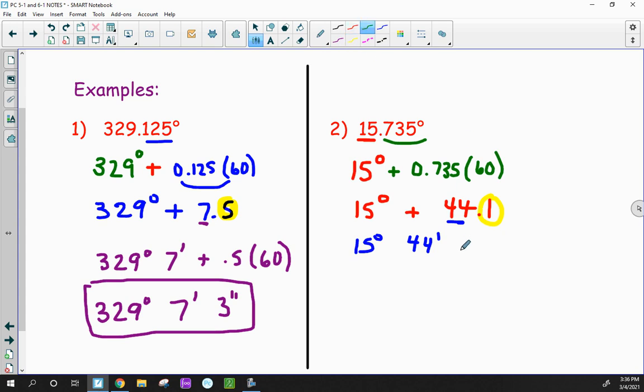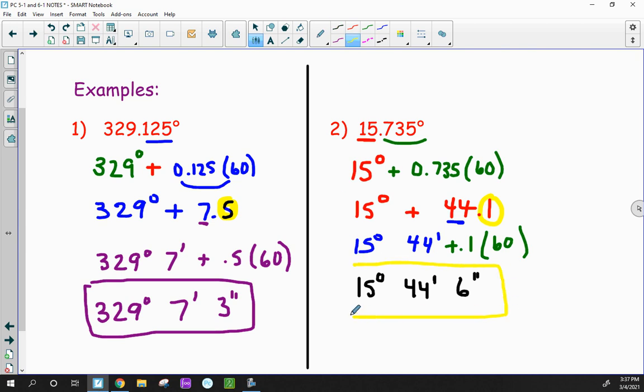We're going to take the 0.1 right now. You're going to multiply it by 60. Drop a little plus sign here. We got 15 degrees, we have 44 minutes, and then we got 0.1 of 60, and that should be just 6. So there are 6 seconds. 15.735 degrees is the same answer as 15 degrees, 44 minutes, and 6 seconds.